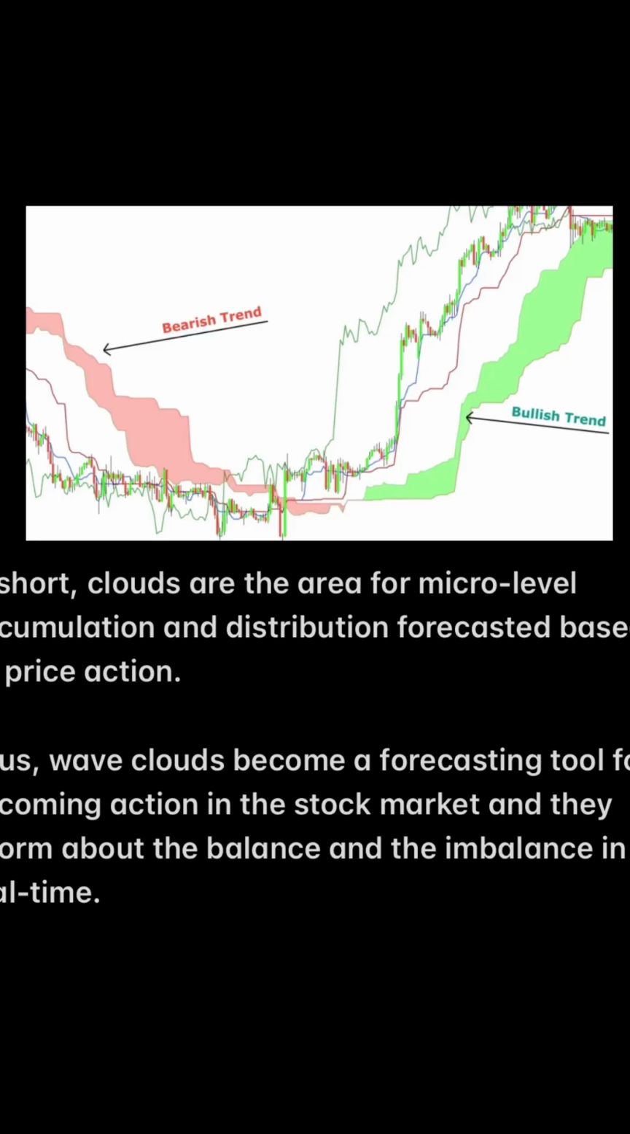Over there on the left, you can see the bearish trend, right, with the formation of the cloud, with the continuation to the downside, and then you can start to see the cloud forming with the bullish trend, showing the uptrend coming in with the price action and the momentum moving along with it. So that's what they're looking at with the distribution forecasting utilizing the cloud features.